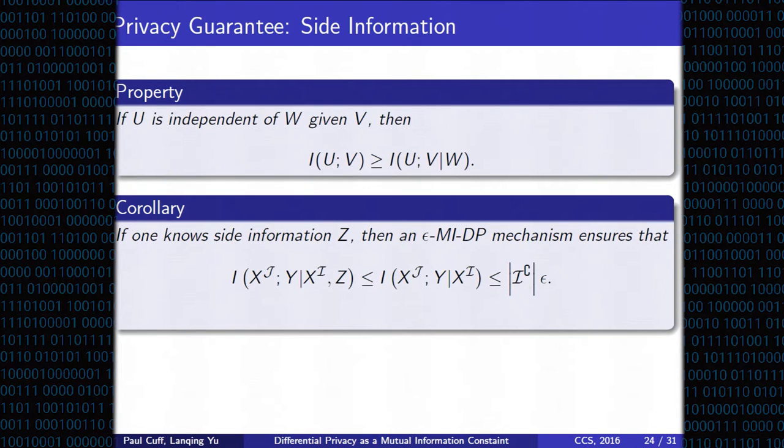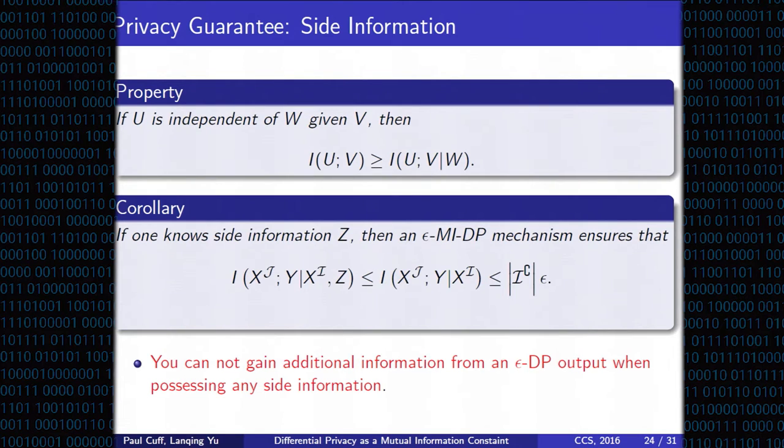So once again, this is someone who knows a subset and wants to know another subset. This is someone who knows a subset and knows some side information, and wants to know another subset. This tells you that if you have the side information Z in hand, you don't actually learn more. So the corollary tells you that you cannot gain additional information from an epsilon-delta differential privacy output when you have some side information in hand.